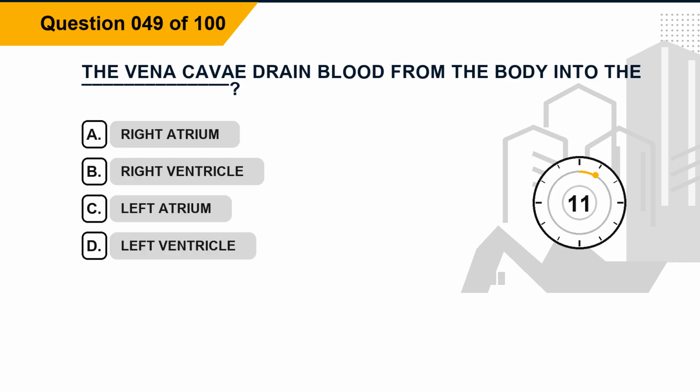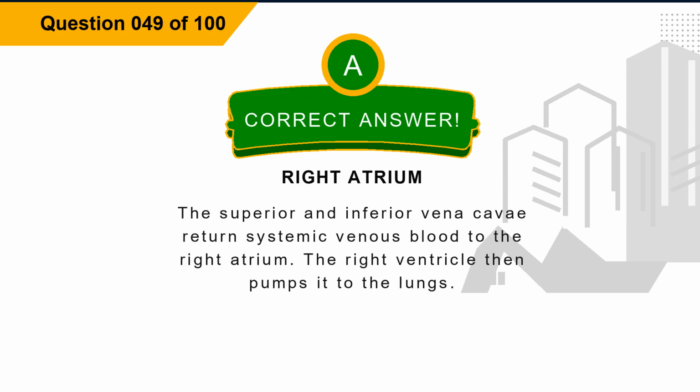Question 49. The vena cava drain blood from the body into the blank? Option A, right atrium. Option B, right ventricle. Option C, left atrium. Option D, left ventricle. The correct answer is option A, right atrium. Explanation: the superior and inferior vena cava return systemic venous blood to the right atrium. The right ventricle then pumps it to the lungs.